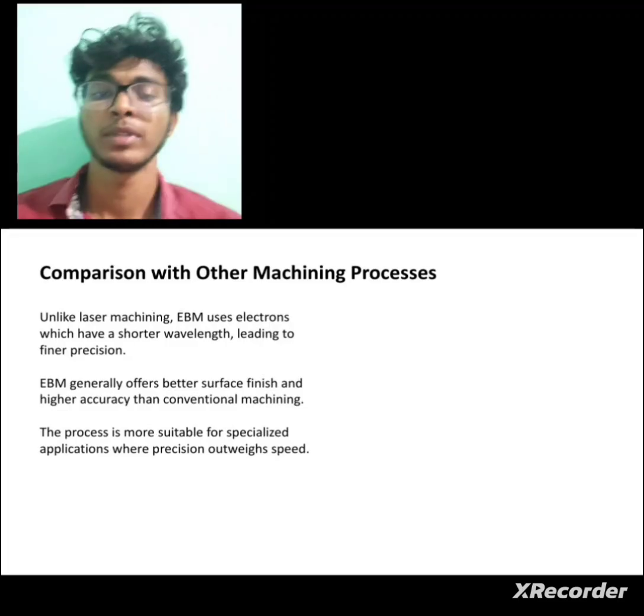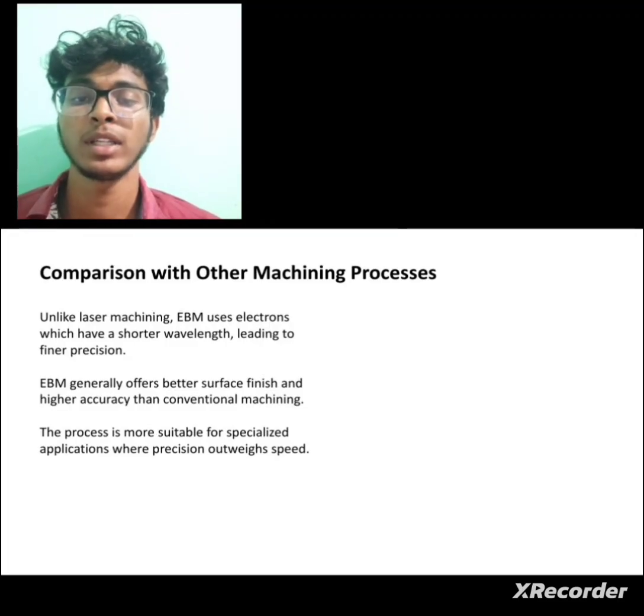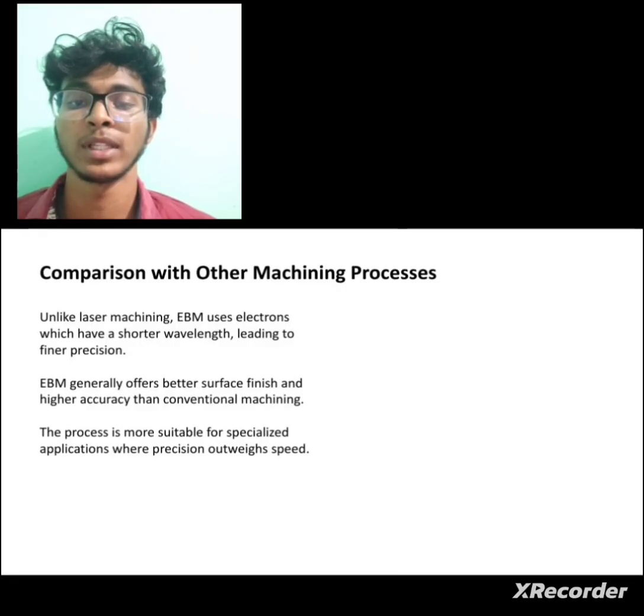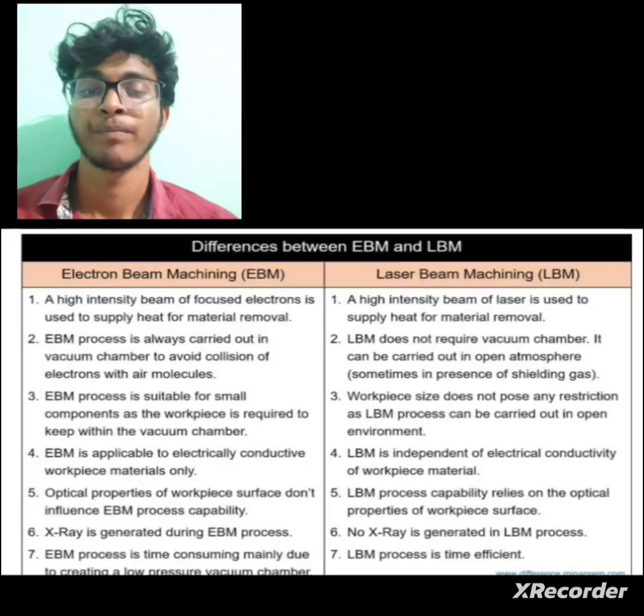Comparison with other machining processes. Unlike laser machining, EBM uses electrons, which have a shorter wavelength, leading to finer precision. EBM generally offers better surface finish and higher accuracy than conventional machining. The process is more suitable for specialized applications where precision outweighs speed.